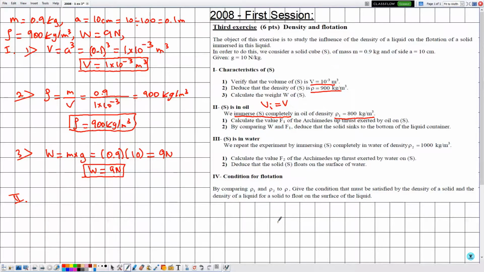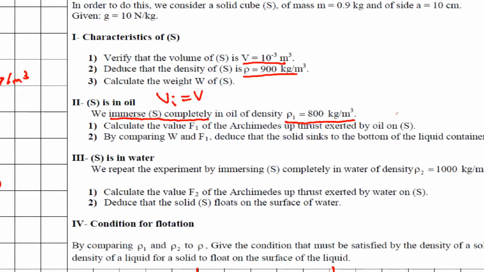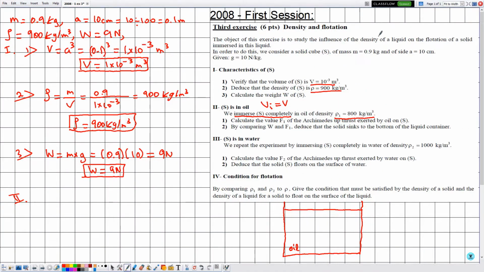Let me do here a small sketch in order to understand what's happening. Suppose that oil is contained in this container. So this container contains oil, and here they are telling me that S is completely immersed in oil, and the shape of the solid S is a cube. Now the shape actually is not important. So this is the solid S completely immersed in oil. Now number 1, we are interested in determining the value F1 of the Archimedes upthrust.